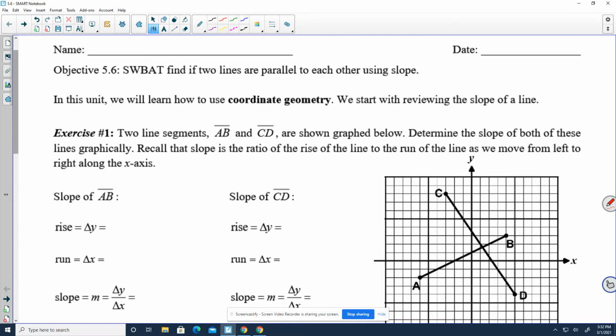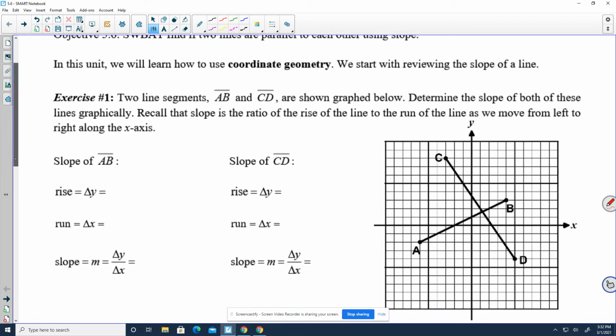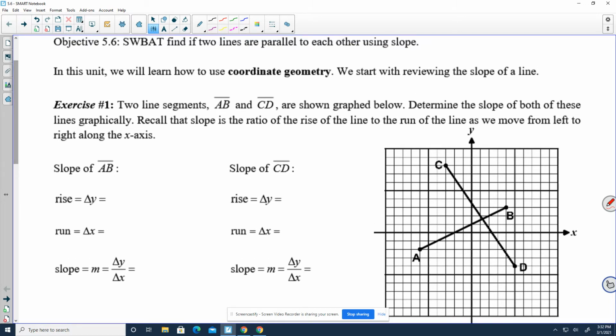Recall that the slope is the ratio of the rise of a line to the run of a line as we move from left to right along the x-axis. Basically, that means how many units are we going up, how many units are we going down, and we've done this before. So if I'm trying to find the slope of AB, I'm going to find 2 points that I know for a fact are on the graph. They labeled points A and B for us, so let's use these just because they're labeled for us.